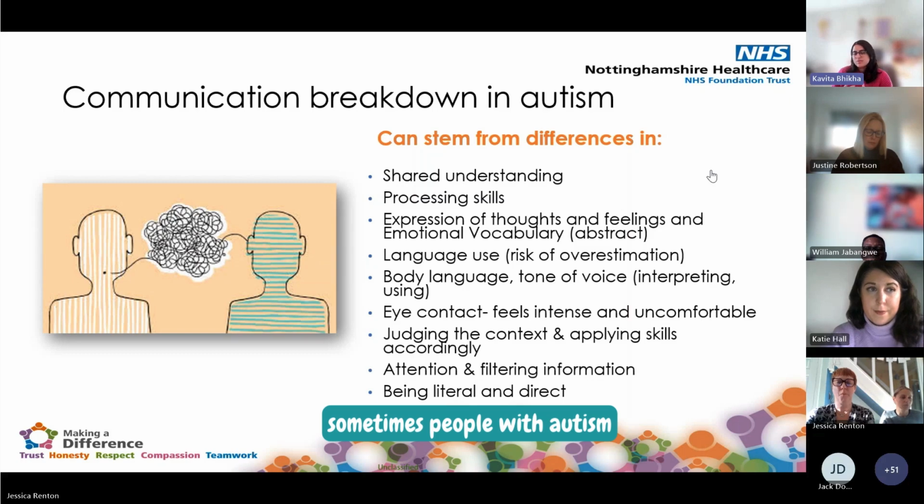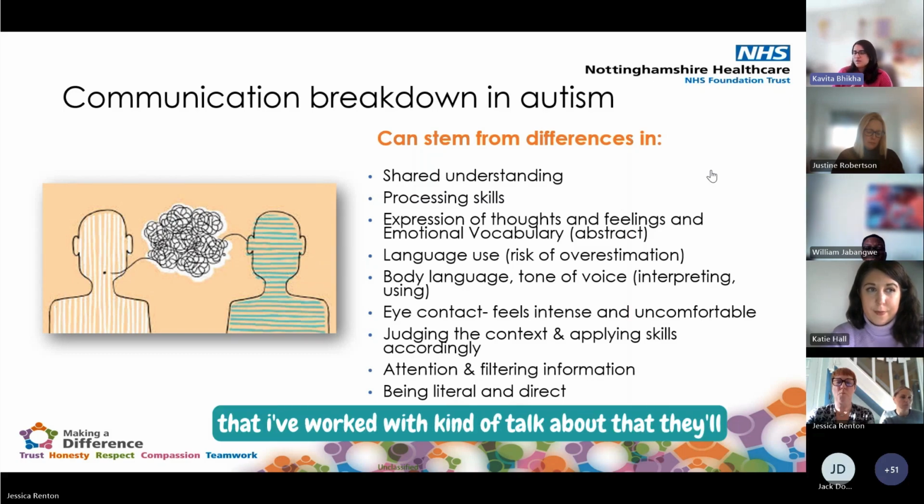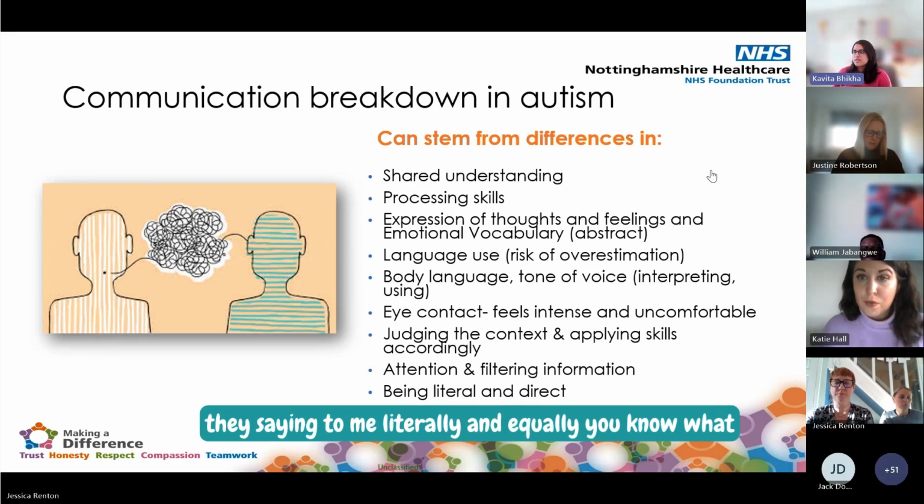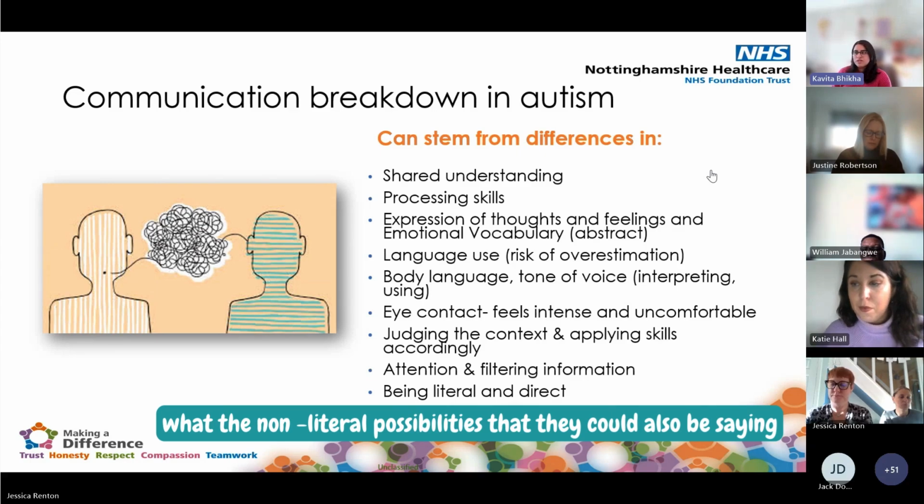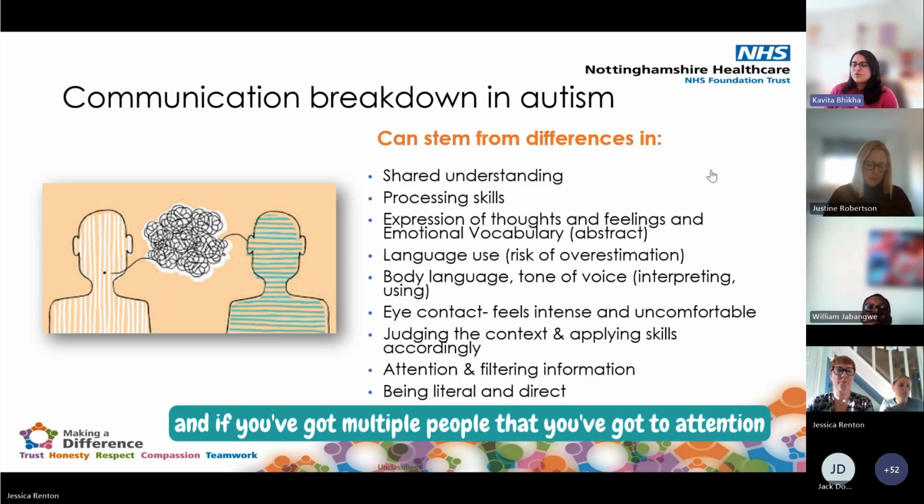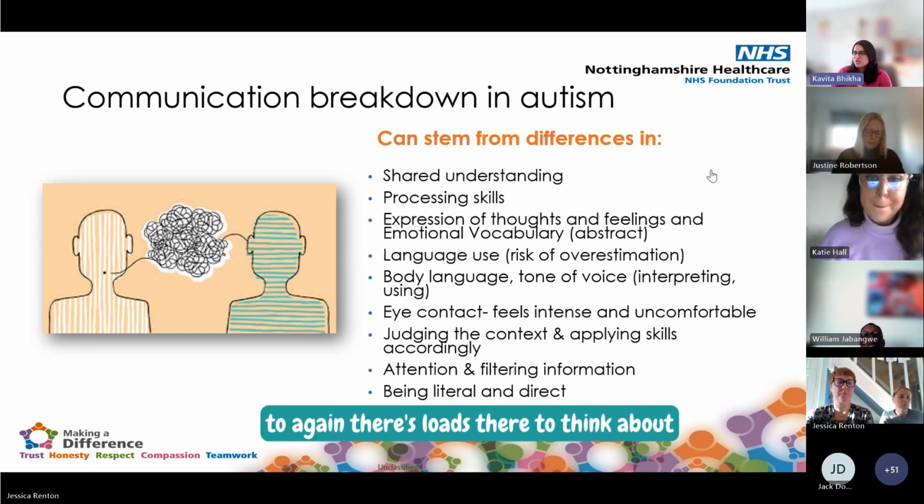Sometimes people with autism that I've worked with talk about how they'll overthink, or they have to overanalyze something, or double process. So they've got to think about, what are they saying to me literally, and equally, what are the non-literal possibilities that they could also be saying. And if you've got multiple people that you've got to pay attention to, again, there's loads there to think about.